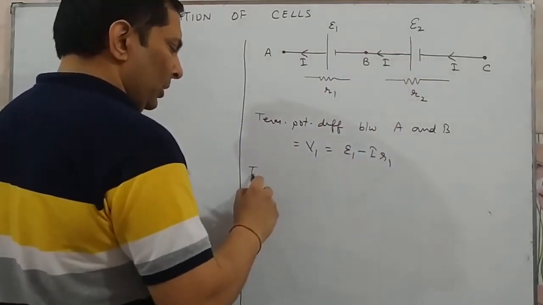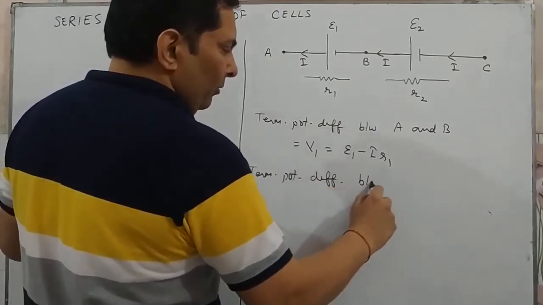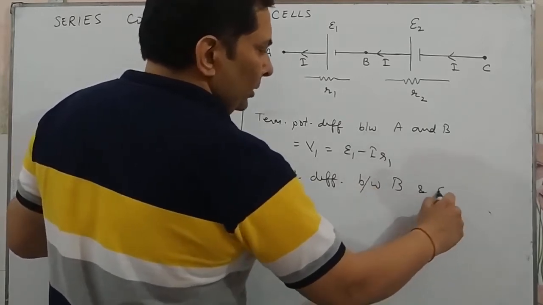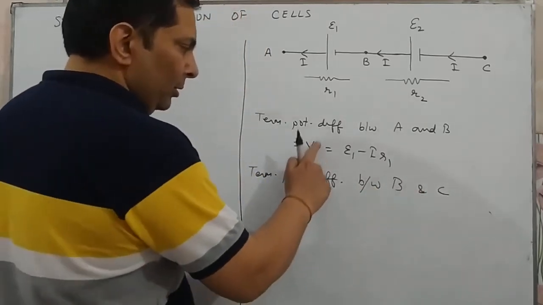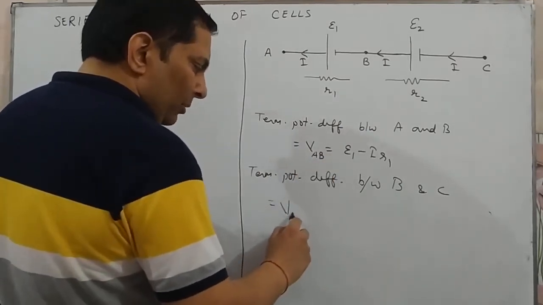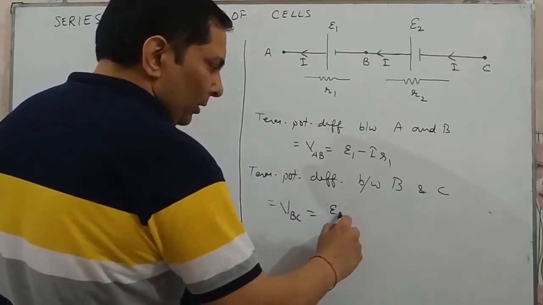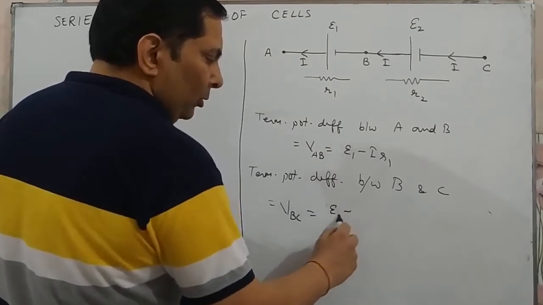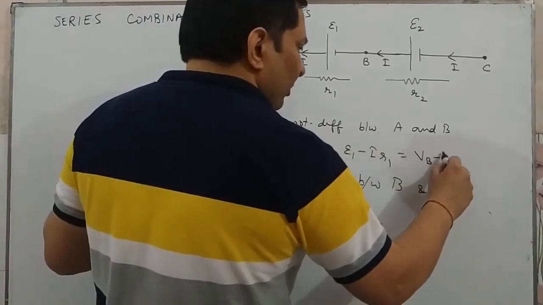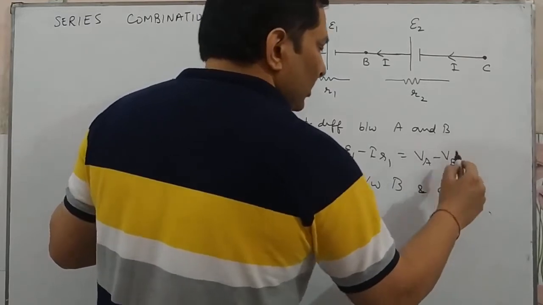Similarly, the terminal potential difference between points B and C, we can write it here. That is V2 equals E2 minus I R2. For your reference, you can write it as V_B minus V_C, that is, V_A minus V_B. This is fine.